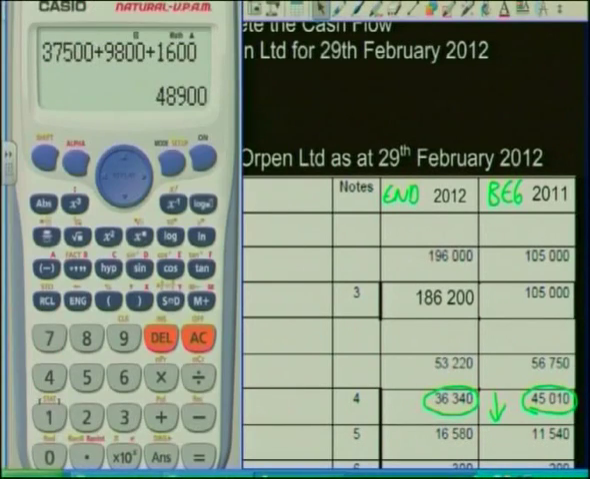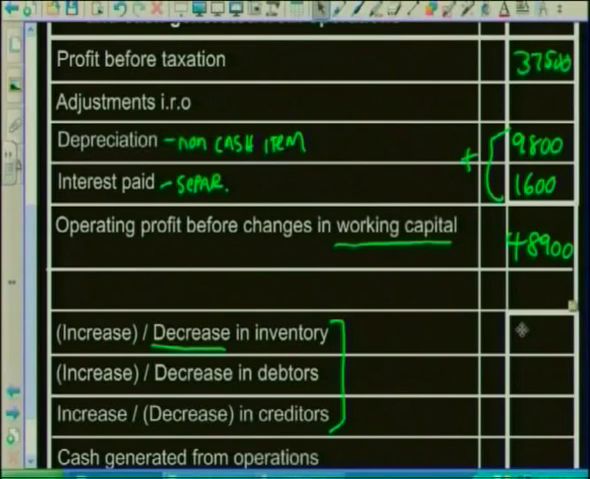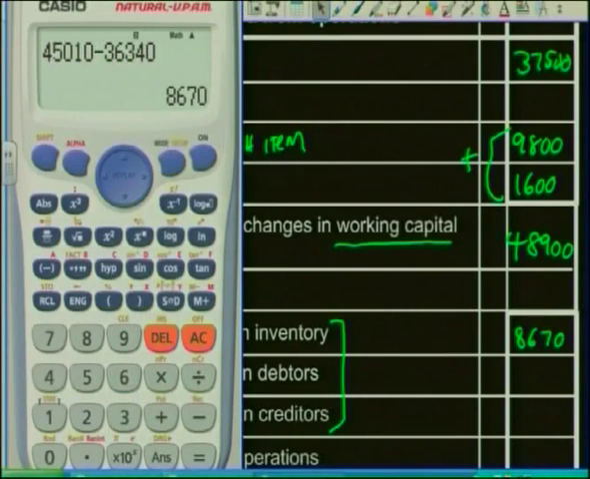And if we had to calculate that decrease, not increase, 45,010, we are subtracting 36,340 to get a decrease of 8,670 Rand. So we're taking this figure now through to our note, 8,670. So there we go, decrease in inventory, an amount of 8,670. Let's just double check. There we go, that amount is correct.